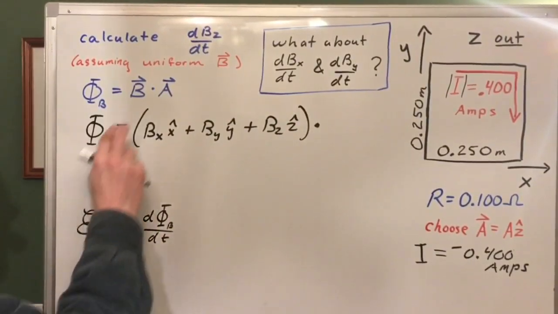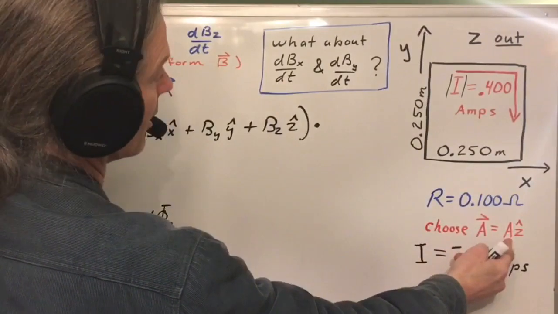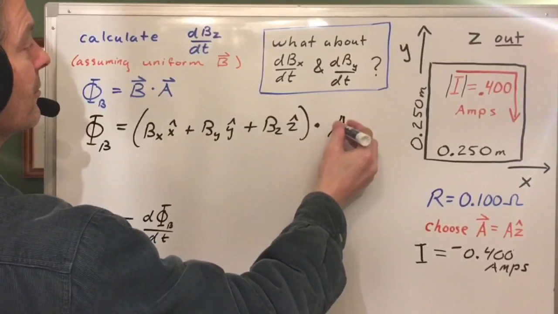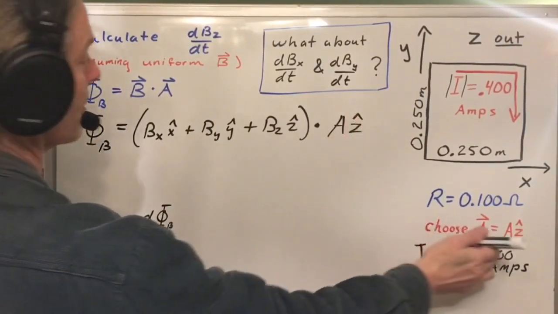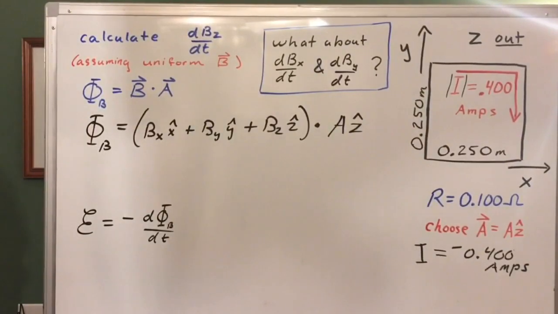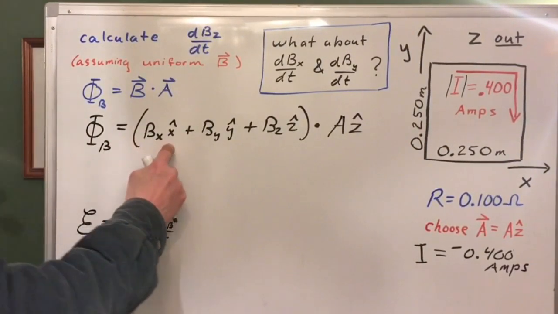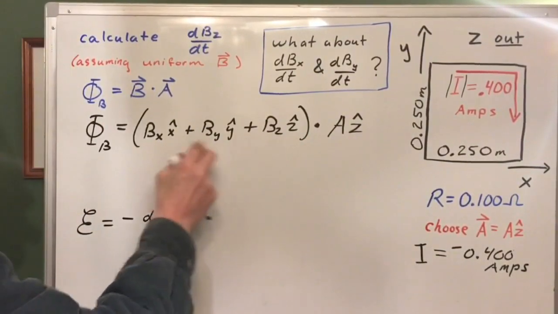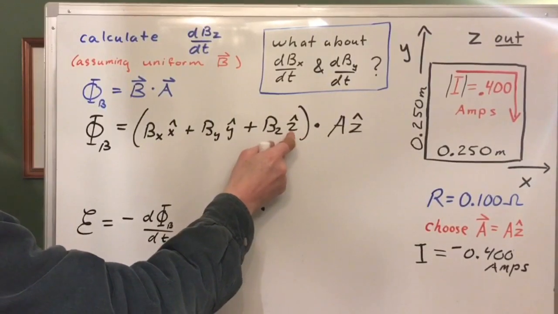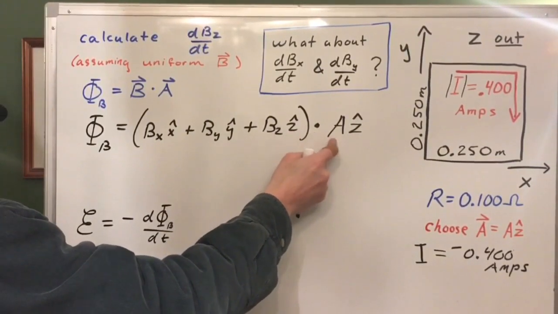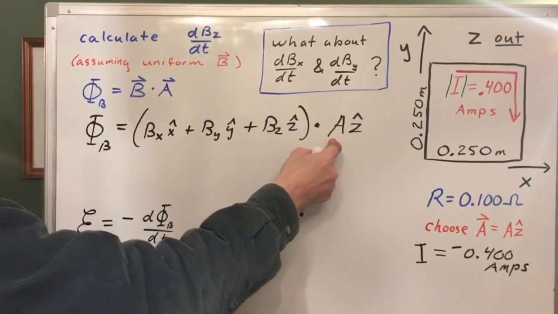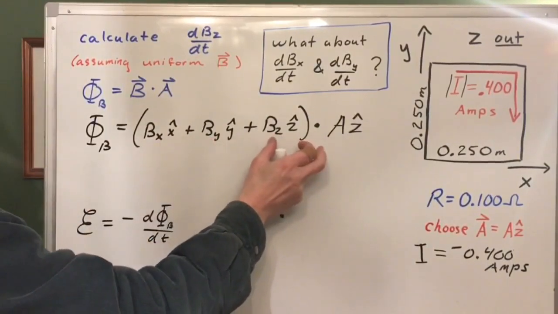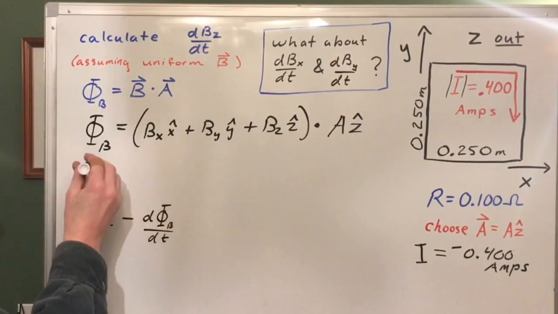I'm going to take the dot product with the area vector, which is just the area itself, the scalar area, times Z hat, where that area is a positive number. Okay, so X hat dot Z hat is 0, Y hat dot Z hat is 0, and so the flux expression is just going to pick off B sub Z times Z hat dot area, just the absolute value of the area, times Z hat. Z hat dot Z hat is 1, and so my flux is just going to be B sub Z times the area.